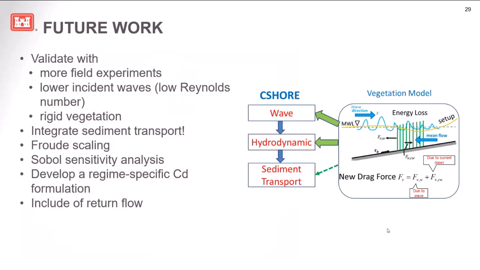CSHORE-Veg is a one-dimensional phase-averaged model that includes many assumptions to simplify our governing equations in order to increase computational efficiency. These assumptions are being verified to make this model as accurate as possible while still being quick to run. In the future, we'd like to increase the model accuracy to validate with more field experiments, especially experiments with lower incident waves and low Reynolds number and rigid vegetation. Eventually, we'd like to integrate sediment transport.